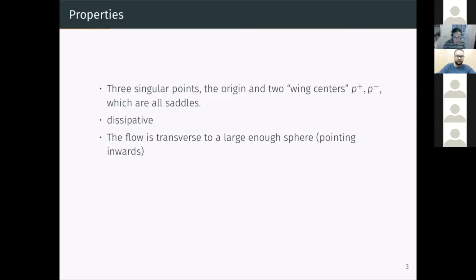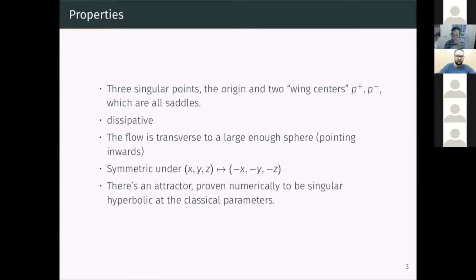We also saw this. It's actually a large enough ellipsoid, but topologically it's a sphere. So for any sphere large enough, that's true. And there is a symmetry. We also talked about that today. And for the classical parameters, we know numerically that there is an attractor.